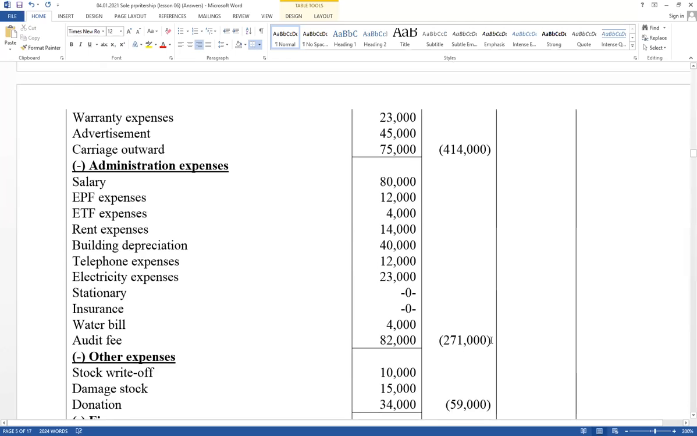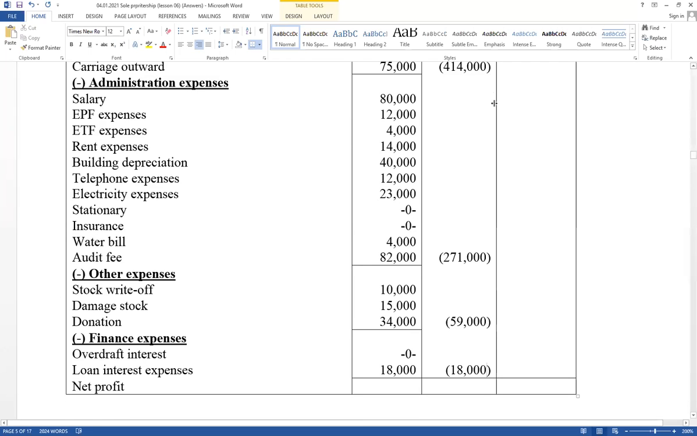Now take total expense: distribution, administration, other, finance. The total expense value should be included in the last column within brackets. Therefore, 414,000 plus 271,000, 59,000 and 18,000. Therefore, total expense equals 762,000. Deduct.